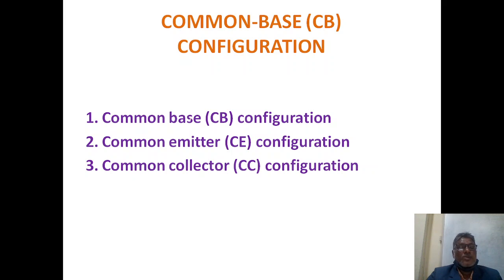And among the three methods you are using to connect a transistor in a circuit, the common emitter configuration system of a transistor is widely used. Why is it so? Because it possesses a lot of advantages or merits.